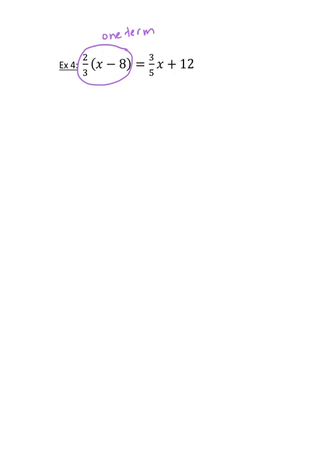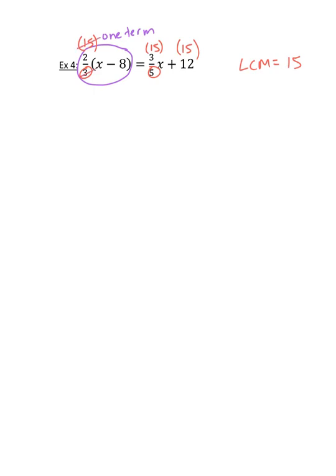So when we clear the fraction, we're going to look at the denominators. I have a 3 and a 5. I'm going to say to myself the LCM of 3 and 5 is 15, and I'm going to multiply every term by 15. When I do that, this whole circle that I circled in purple is one term. So I just multiply it once by 15, and then I multiply by 15 here and here for the other terms. So I'm going to cross cancel.